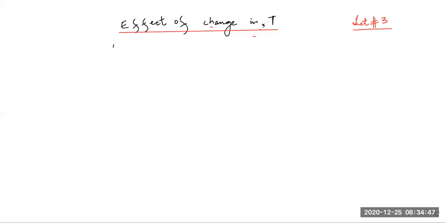So, students, today we are discussing lecture number 3, effect of change in temperature. We have discussed in the first lecture what is matter, the philosophical view, old view, new view. In the second lecture, we discussed some terms like sublimation, vaporization, fusion, melting, etc., related to phase change, or we can say related to change of state of matter.